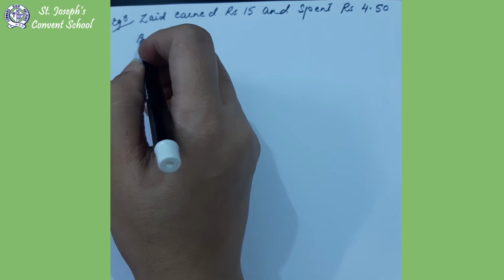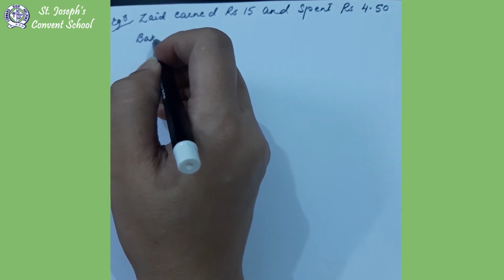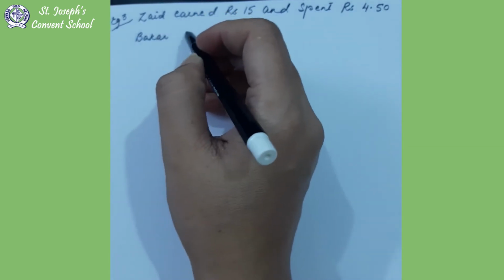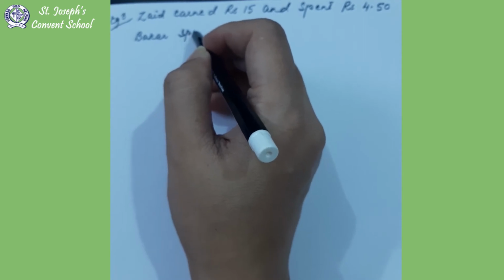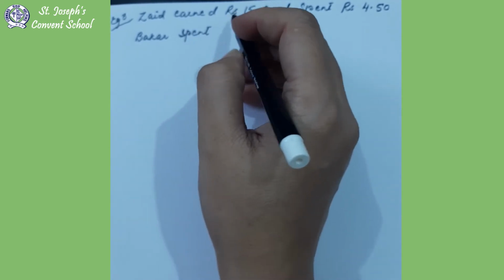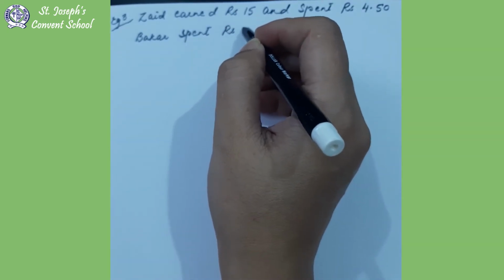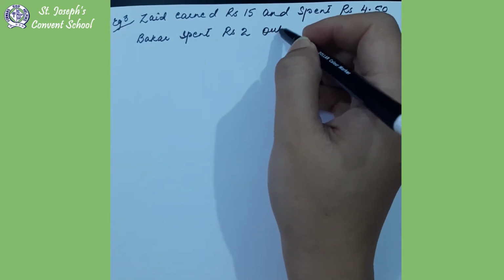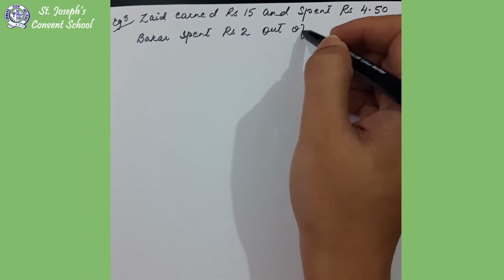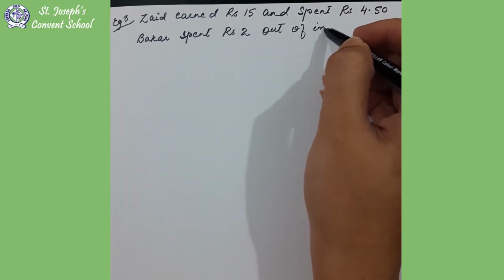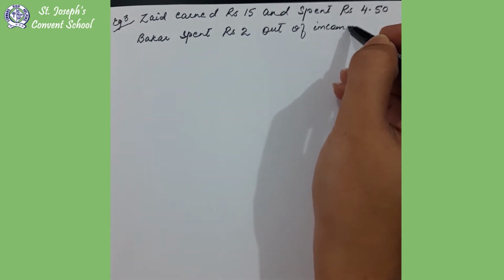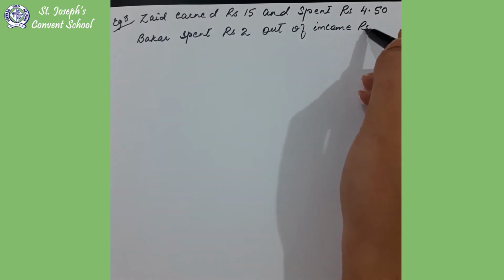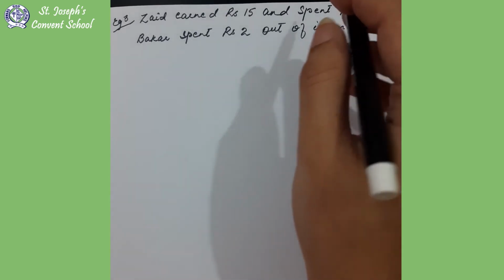Then Bakar spent rupees 2. Okay, Bakar spent rupees 2. Now, out of income rupees 12. Okay, so out of 12 he spent 2 rupees.